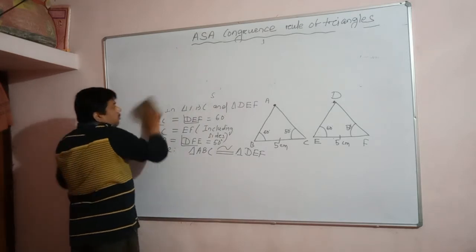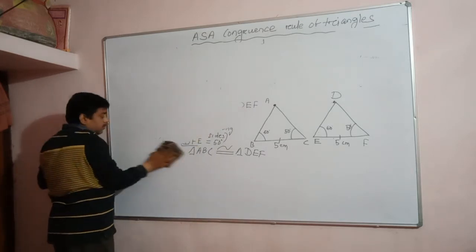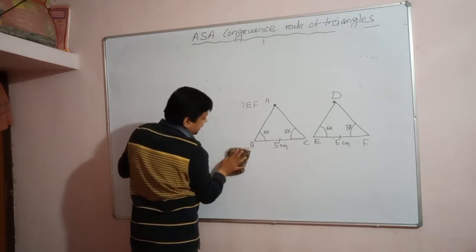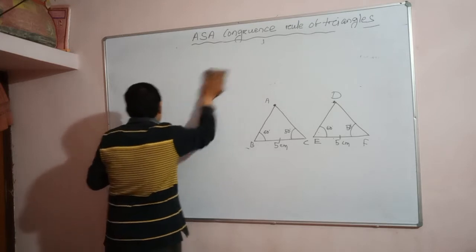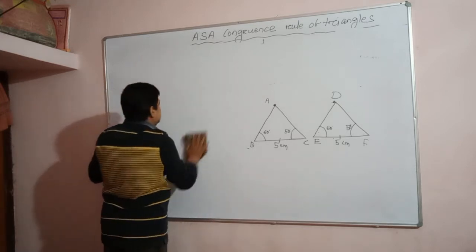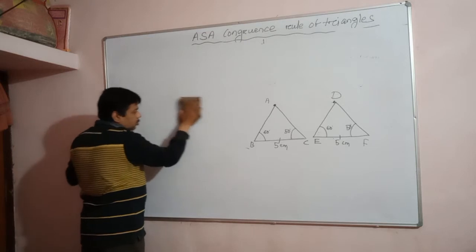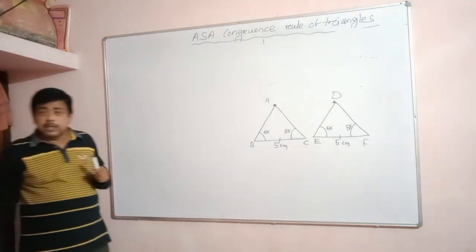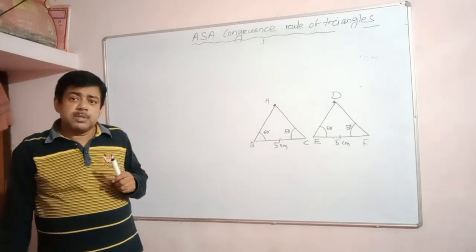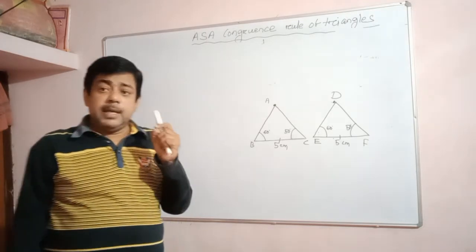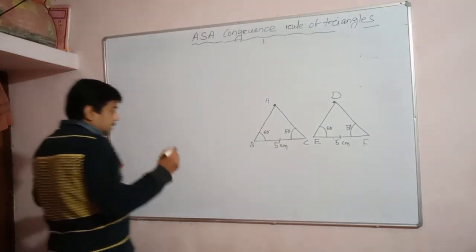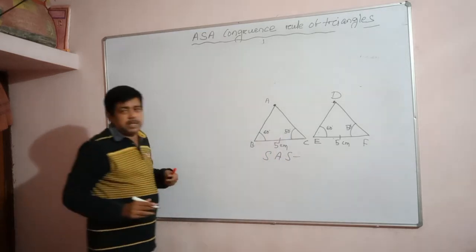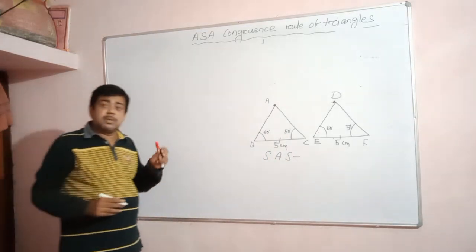Whenever we are going to prove any statement of the congruence of triangles, we must verify whether it satisfies the axiom of congruence of triangles. And all of you know what the axiom of congruence of triangles is: the side, angle, side criterion. The side, angle, side congruence rule of triangles is known as the axiom of congruence of triangles.